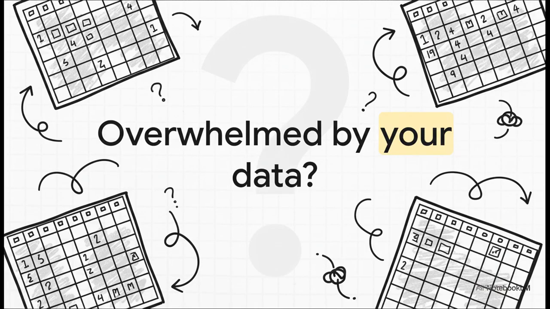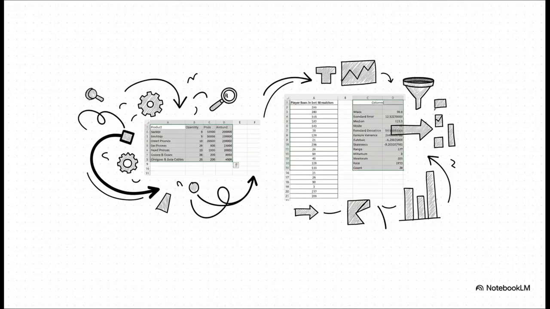So, have you ever just stared at a massive spreadsheet? I mean, endless rows and columns just blurring together and you feel totally lost? Yeah, you know exactly what we're talking about. Well, today we are going to show you how to transform that digital chaos into clear, actionable intelligence. And the best part, you'll be using powerful features you probably already have right at your fingertips.